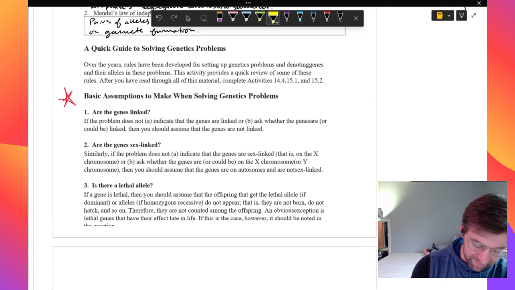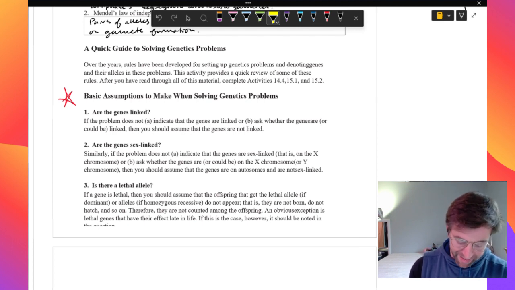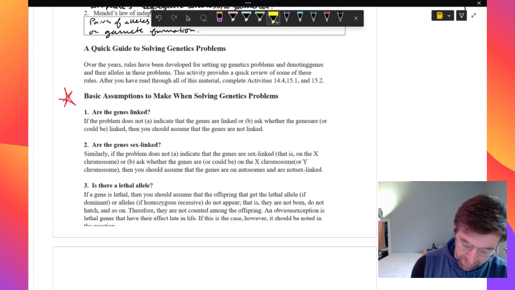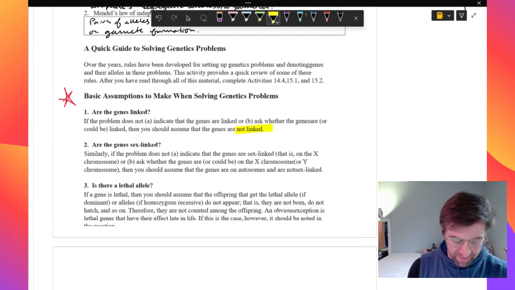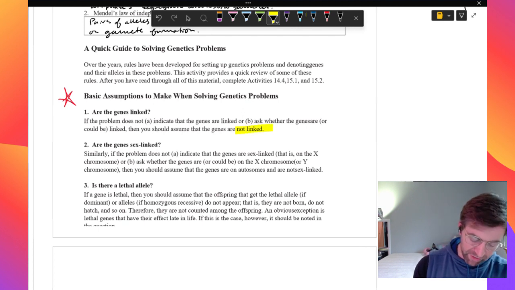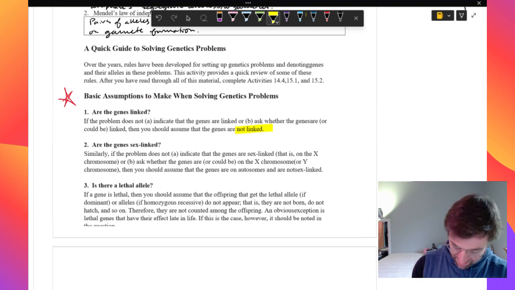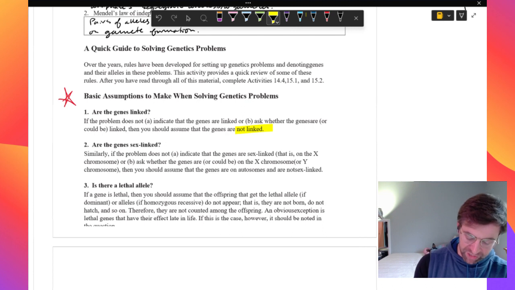Basic assumptions to make when solving genetics problems. Are the genes linked? If the problem does not indicate that the genes are linked, or ask whether the genes are or could be linked, then you should assume that the genes are not linked. Are the genes sex-linked? Similarly, if the problem does not indicate that the genes are sex-linked, that is, on the X chromosome, or ask whether the genes are or could be on the X chromosome or Y chromosome, then you should assume that the genes are on autosomes and are not sex-linked.